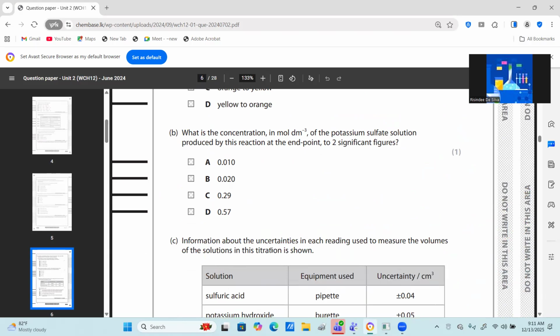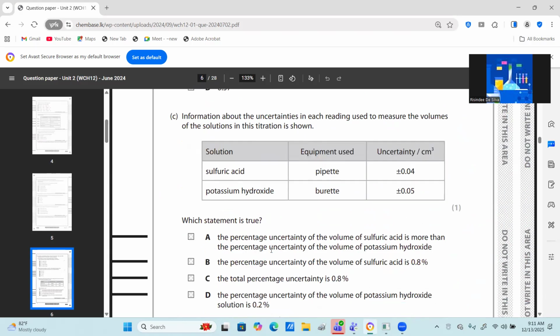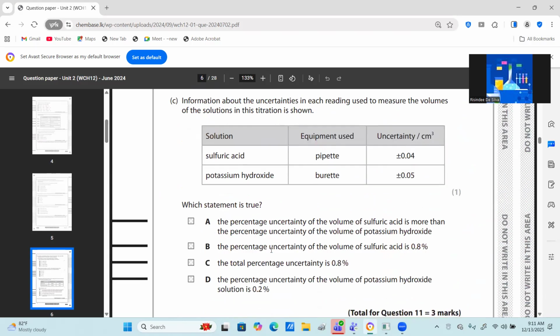Information about the uncertainties is given. Okay, so first we need to find the percentage uncertainty for sulfuric acid. For sulfuric acid, we are using a pipette. The value is 10, and we are using it one time, into 100. So the percentage uncertainty of sulfuric acid is 0.4%.